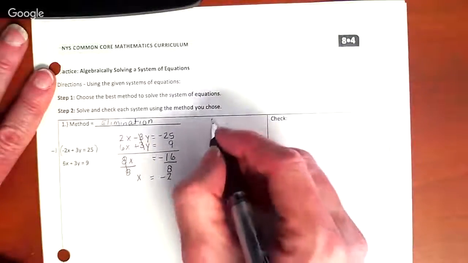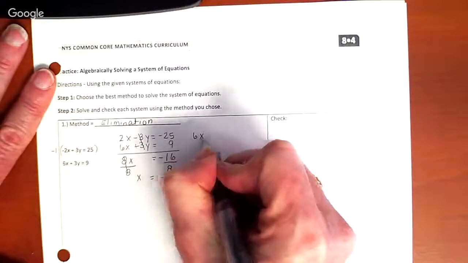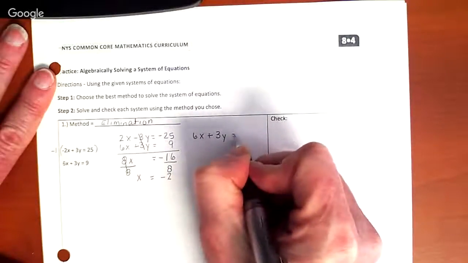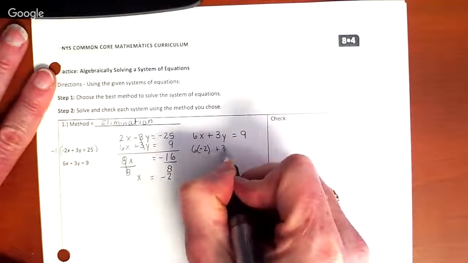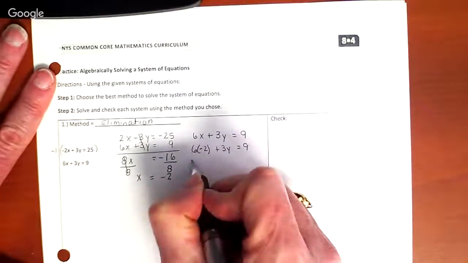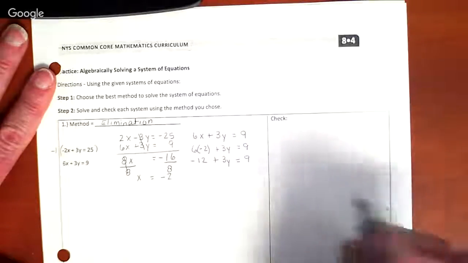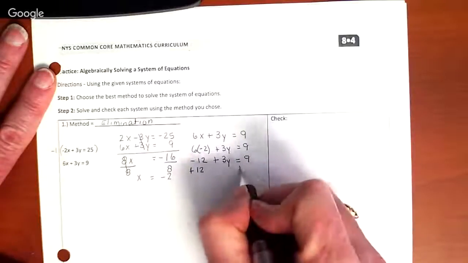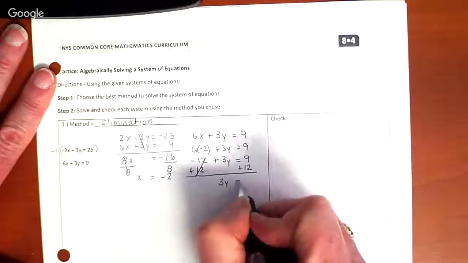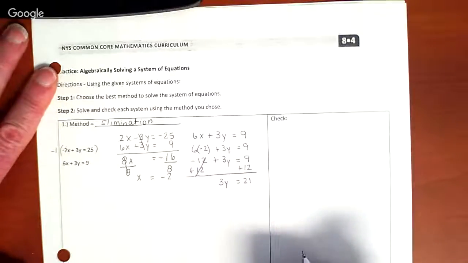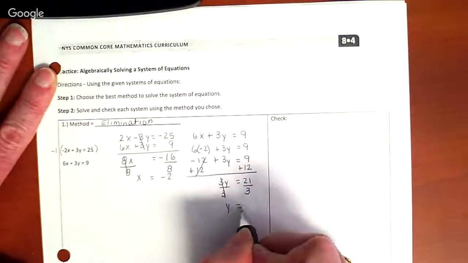So to substitute it in, I'm going to substitute it into the second one. It doesn't really matter. I have 6x plus 3y equals 9. So 6 times -2 plus 3y equals 9. So -12 plus 3y equals 9. Adding 12 to both sides, I have 3y equals 21. And then dividing both sides by 3, I have y equals 7.